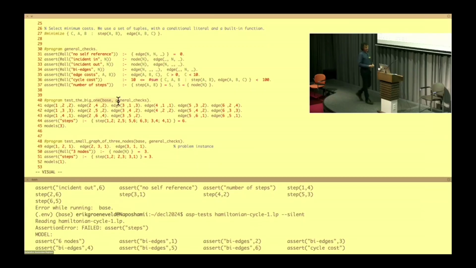You see that I have moved the problem instance to this test. So the problem instance is this big graph, and basically checks if the minimum steps is 6. And there are 3 models.